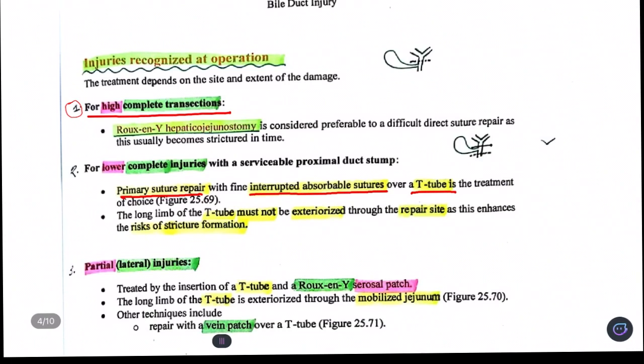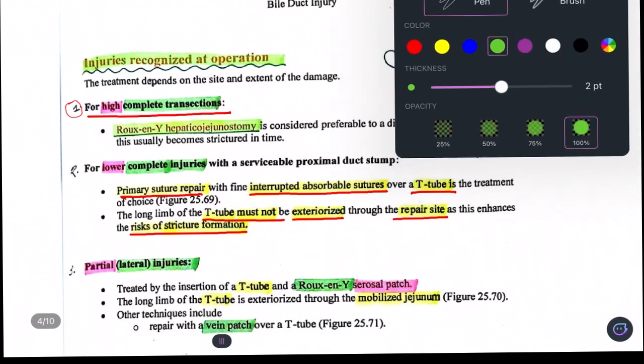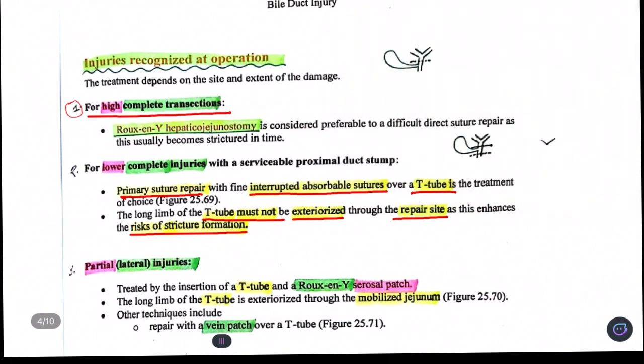The long limb of the T tube must not be exteriorized through the repair site. This increases the risk of stricture formation. So when there is a repair site, we must keep in mind that if this is my T tube, this is my repair site.